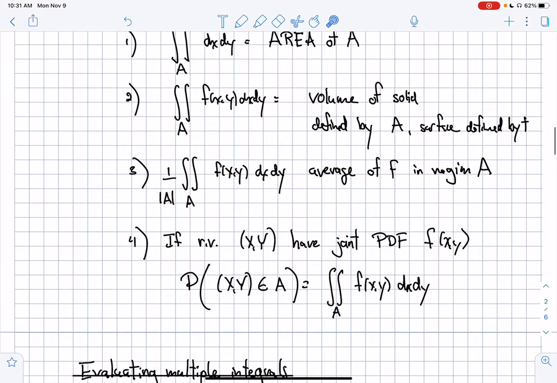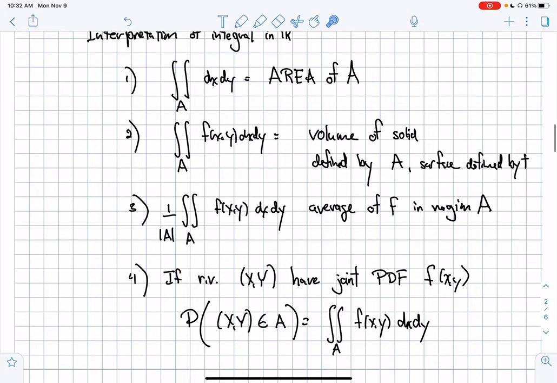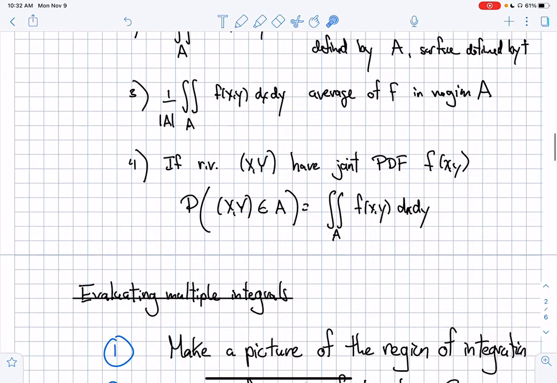And along the same lines, in probability, if I have two random variables x and y, and they have a joint probability density function, PDF, f of xy, then the integral will give me the probability. So if I integrate the PDF over the region A, that gives me the probability that these two variables take values in the region A. Again, that's two-dimensional. I have two numbers. We're going to see these different kinds of interpretation as we go.